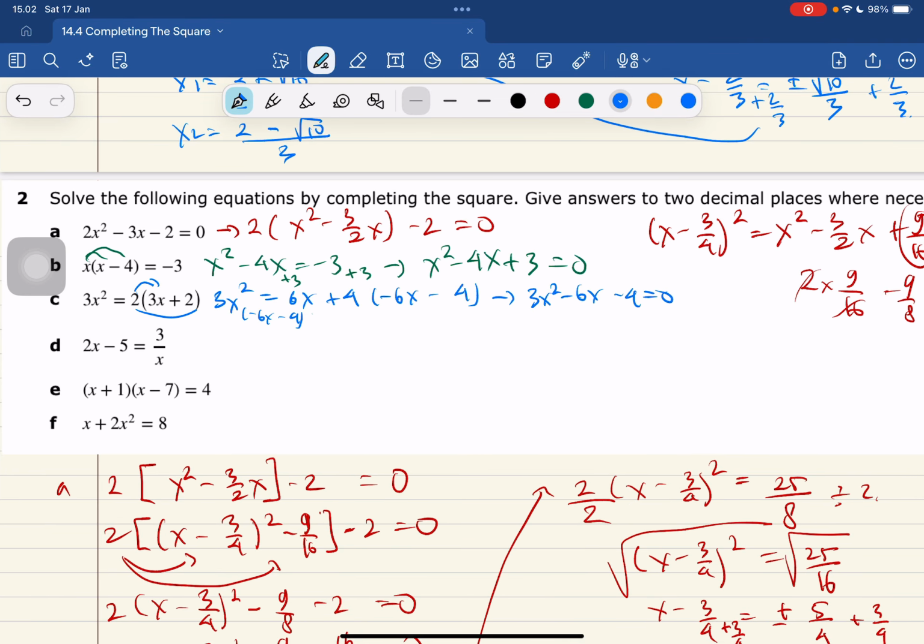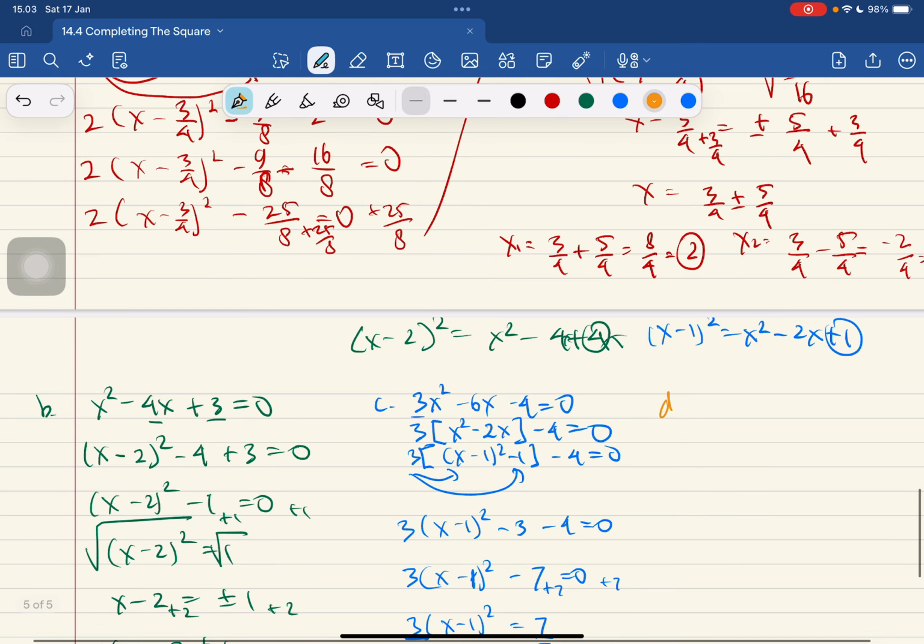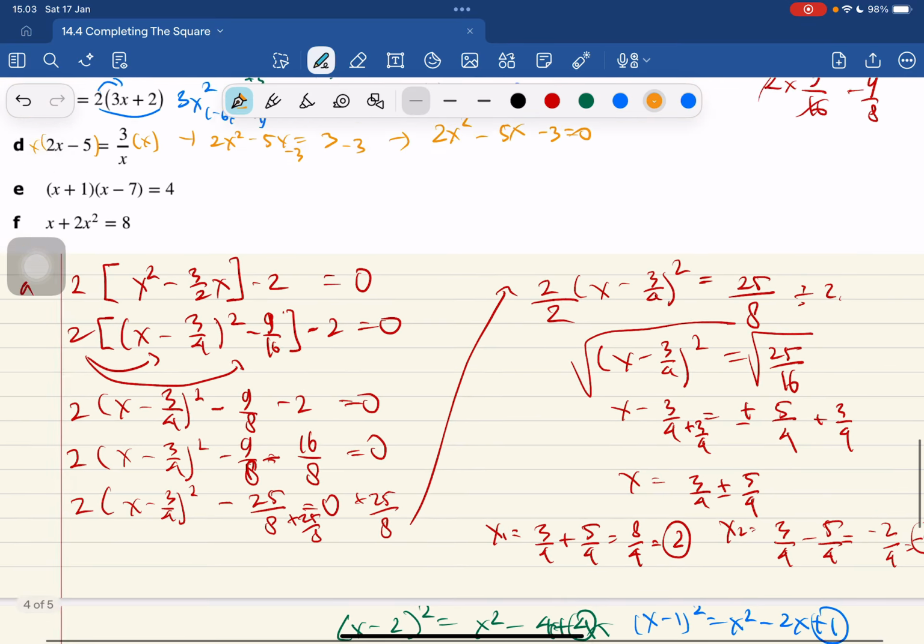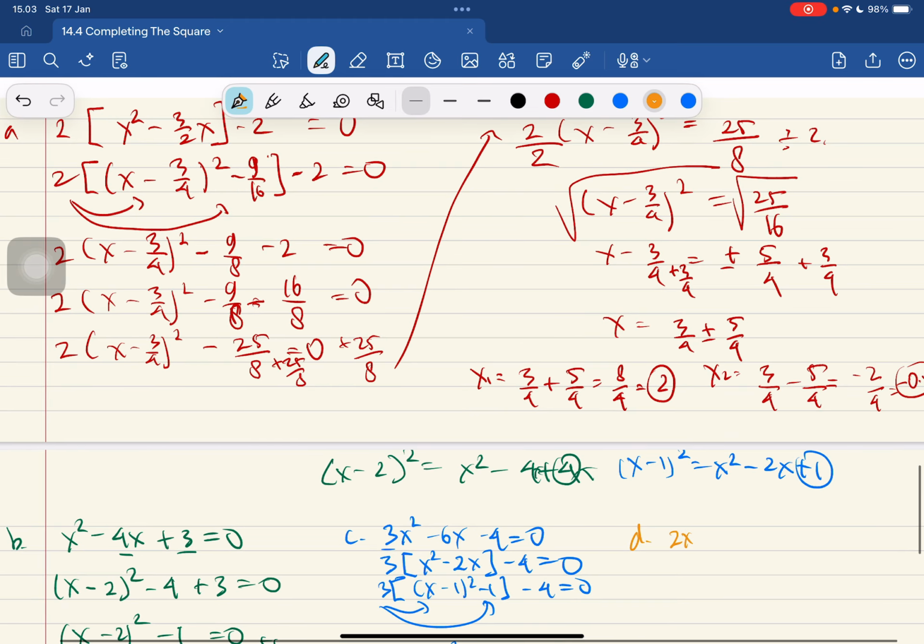Next, we get here x. To get rid of this over x, we multiply by x both sides. So we'll get 2x squared minus 5x equal to 3. To get rid of 3, we minus by 3 both sides, so it's going to be 2x squared minus 5x and minus by 3 equal to 0. This is the equation of D. So we got 2x squared minus 5x and minus by 3 equal to 0.